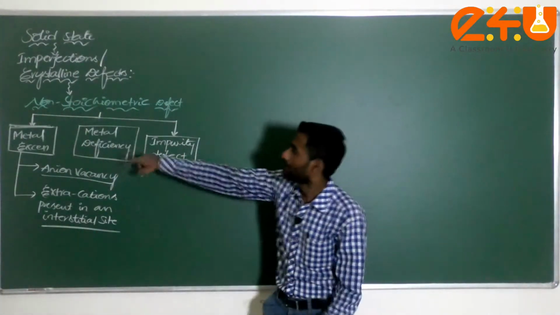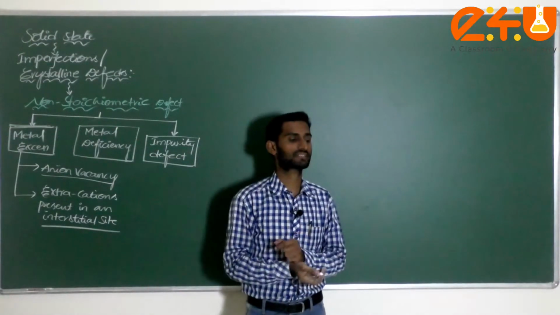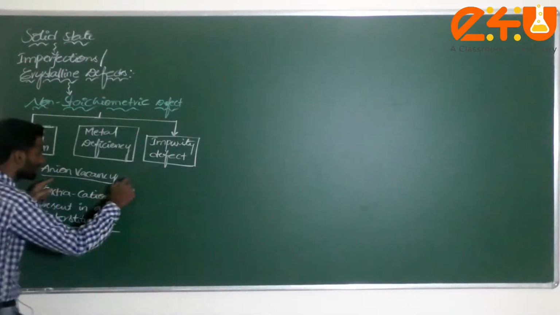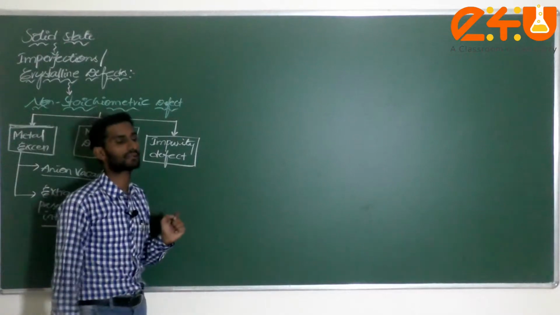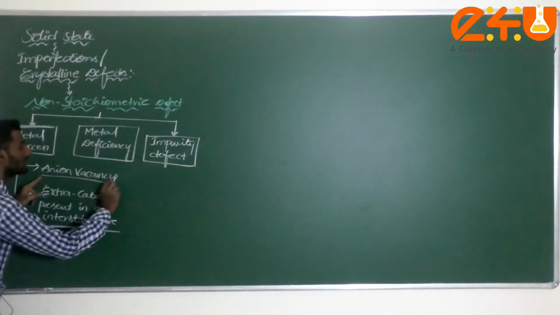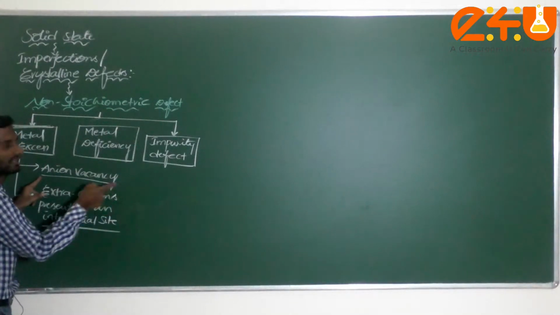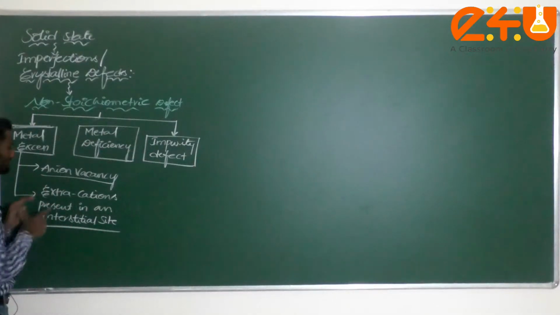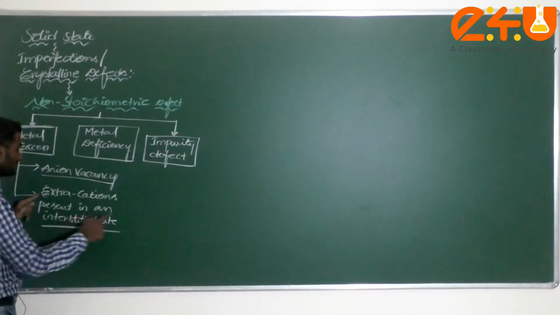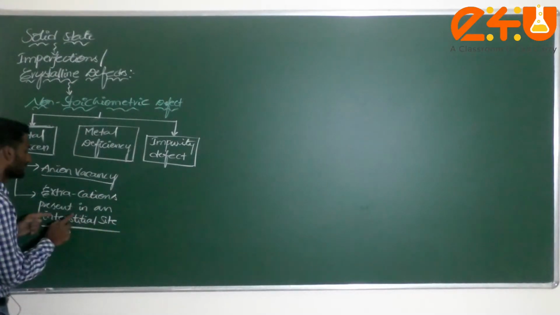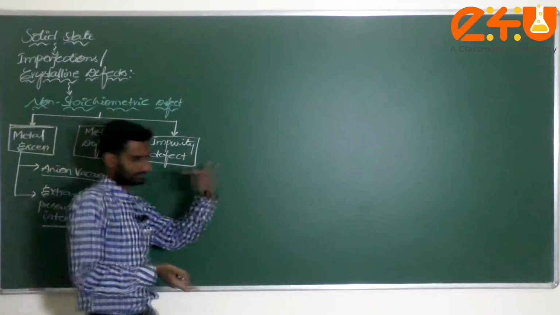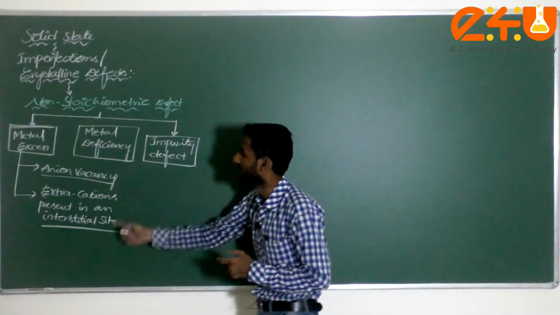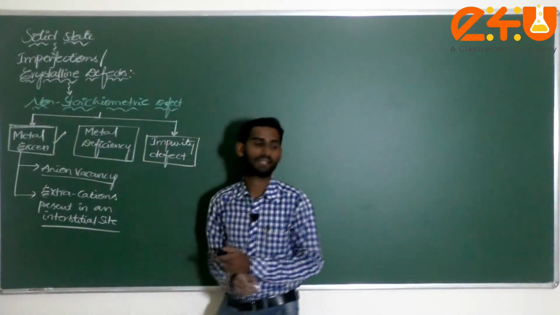Don't get confused here. For example, in a particular crystalline lattice, both cations and anions are present. If the anion number is less, that means anion vacancy is there, then the metal will obviously be in excess. Second point: extra cations are present in an interstitial site. Extra cations mean positive charge, so the metals will be in excess. In these two conditions we can explain metal excess defect.